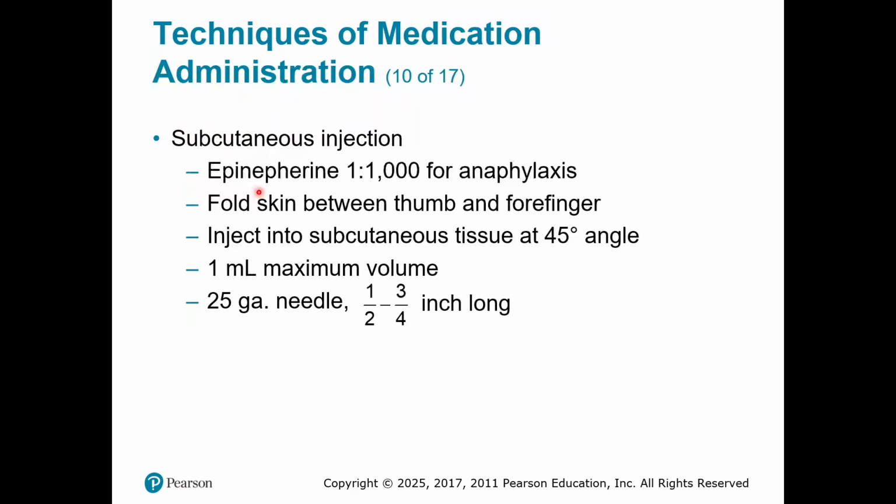Here we have for subcutaneous injections, I have Epi 1 to 1000. Here for anaphylaxis, fold the skin between the thumb and the forefinger, inject into the subcutaneous tissue at about a 45-degree angle. And this is for a subcutaneous or sub-Q, right? And the max amount of volume that you can administer here is 1 milliliter, because after that it's going to be too much for the subcutaneous tissue to hold. And we recommend a 25 gauge needle, either 1/2 to 3/4 inches long.